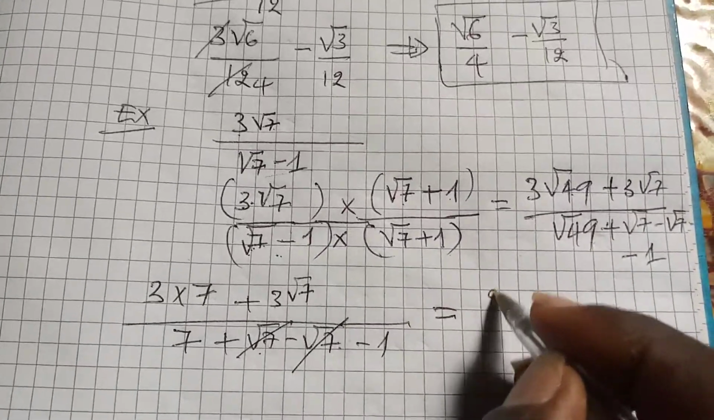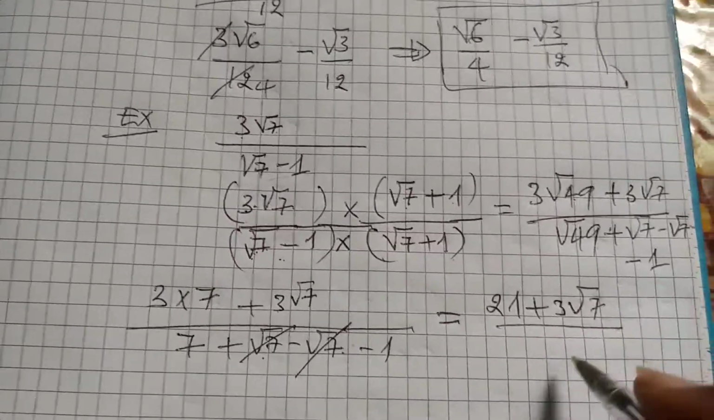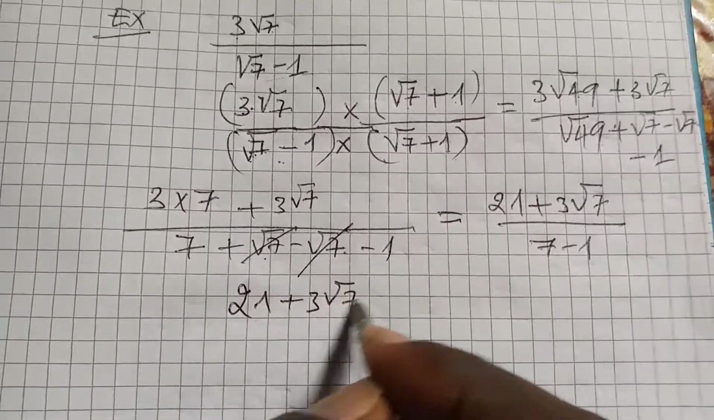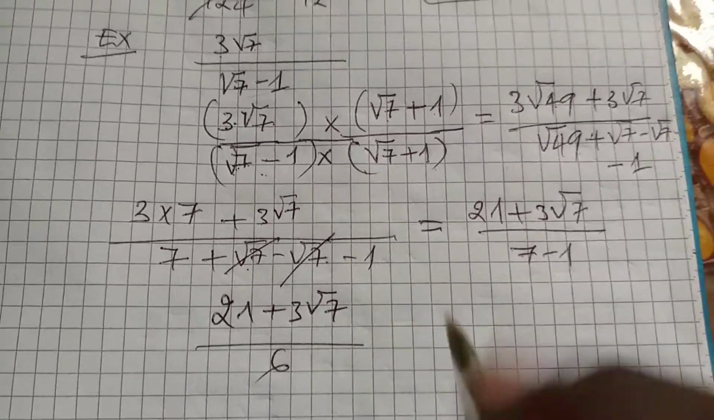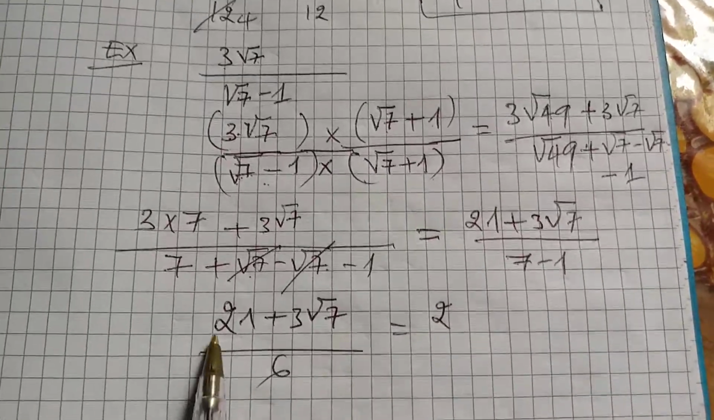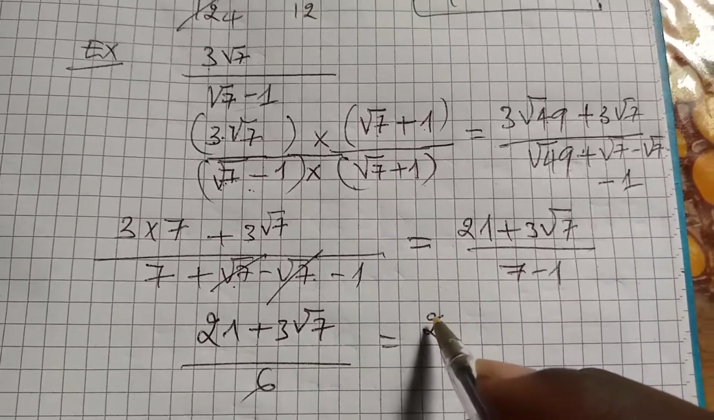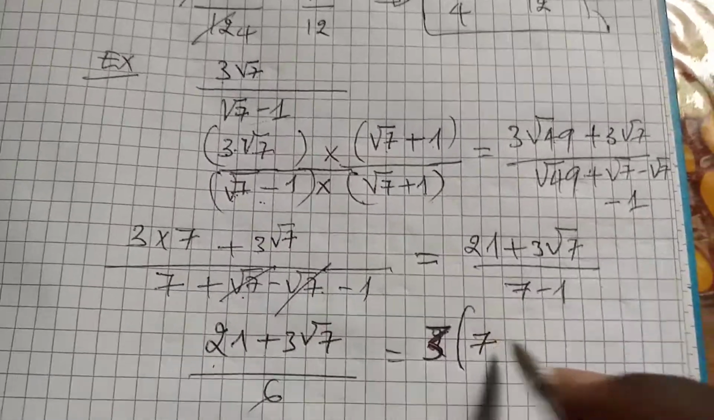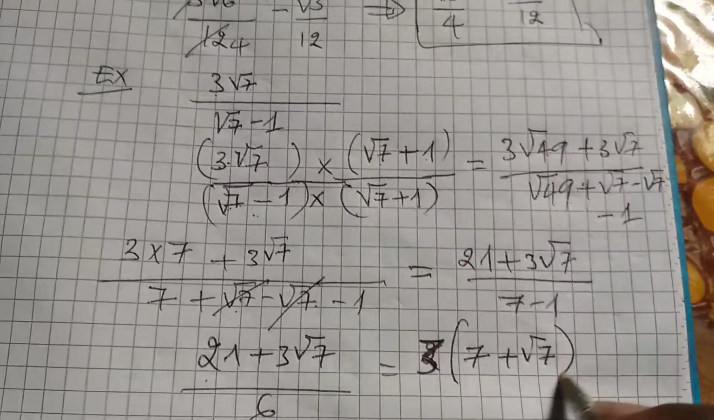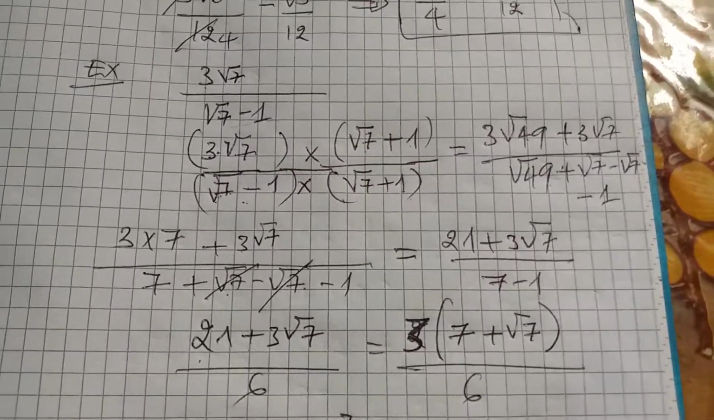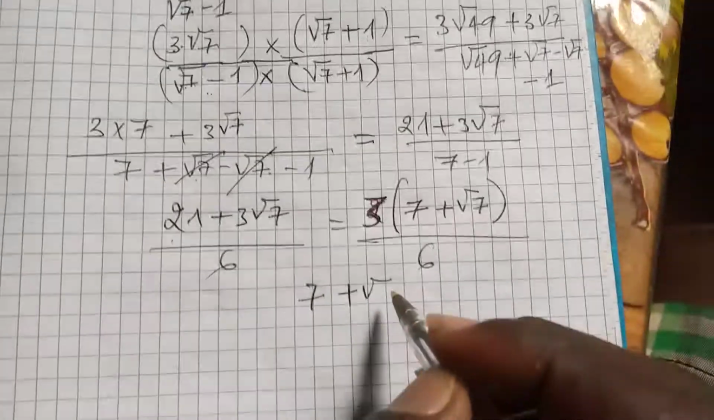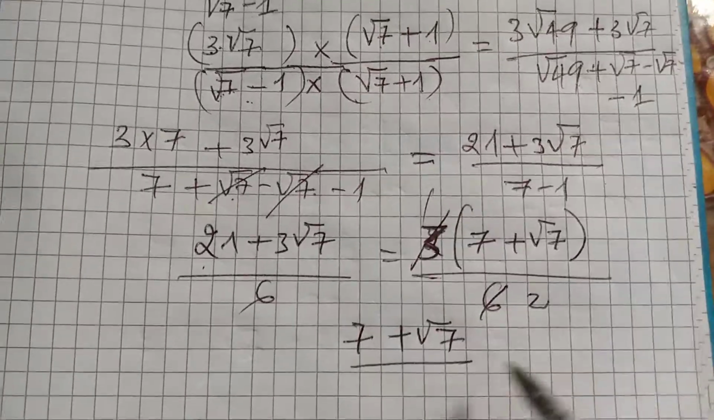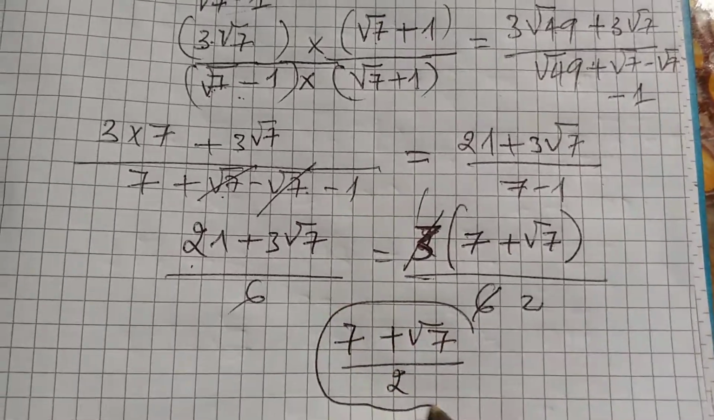Then we remain with 21 plus 3 square root of 7 divided by 7 minus 1, and the final answer will be 21 plus 3 square root of 7 divided by 6. Let us make a factorization of this. Out of the bracket we put 3, and 21 divided by 3 will be equal to 7, then plus square root of 7, and here over 6. This will be equal to 7 plus square root of 7 divided by 2, after dividing by 3. This is the final answer.